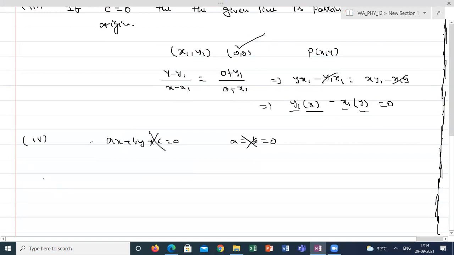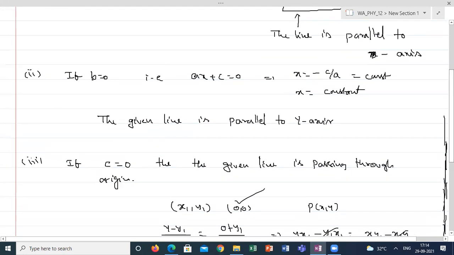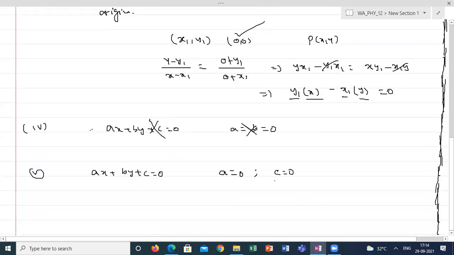The next one. How can I identify the equation of the x-axis and the equation of the y-axis? This is the general equation of a straight line. If I take a is equal to 0 and c is equal to 0, then from the previous concept, if a is equal to 0, that line is parallel to x-axis, and c is equal to 0 means that line is passing through origin. So this condition says parallel to x-axis, and this condition says passing through origin.